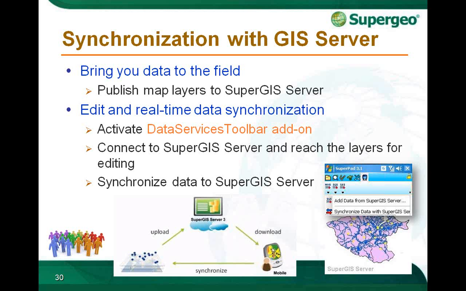If it's hard to deploy the data to the field workers, you can publish your map layers to SuperGIS Server and connect to the server to reach the data for editing. SuperPad supports offline editing, so you can just collect the data in the field and, once back in the office, synchronize the data with SuperGIS Server.